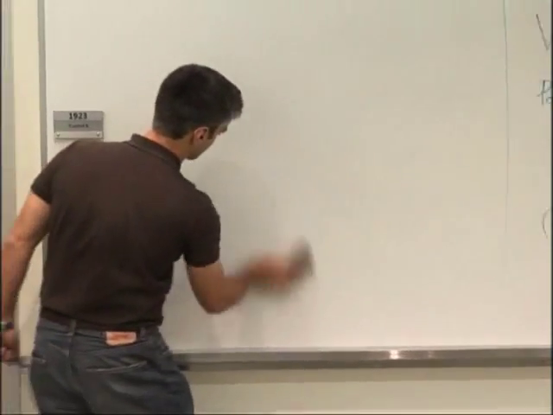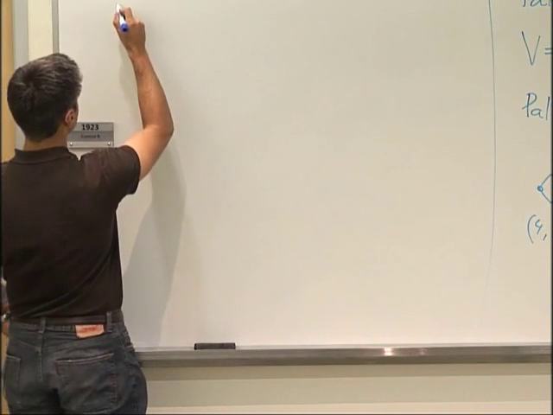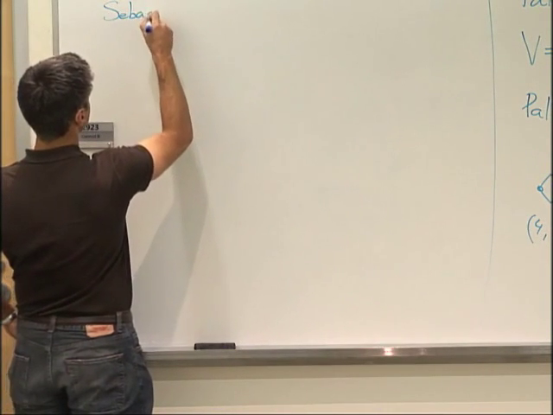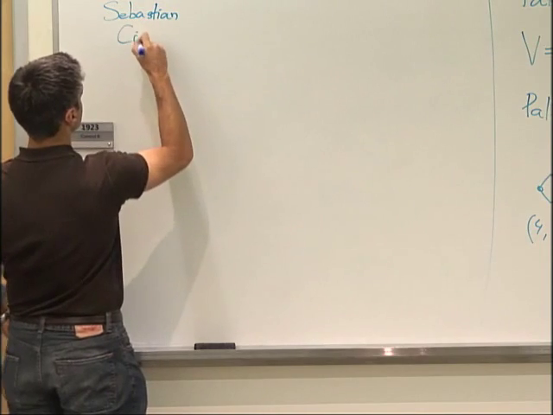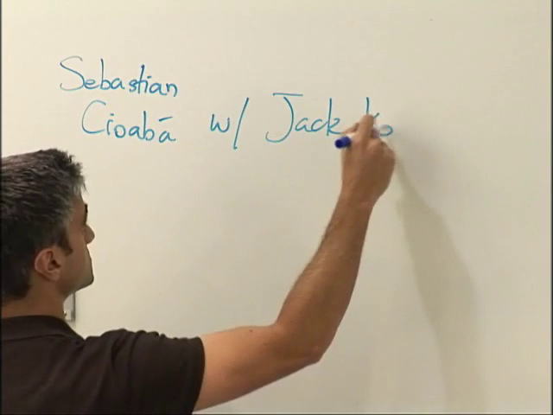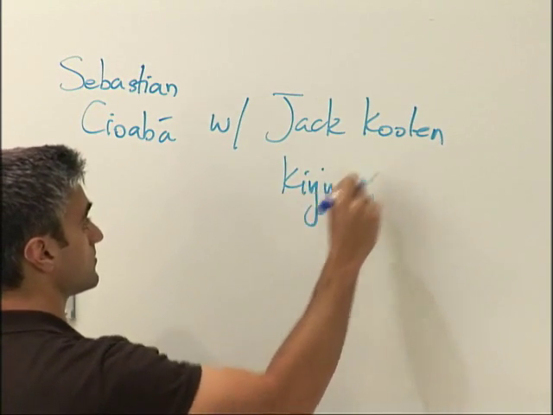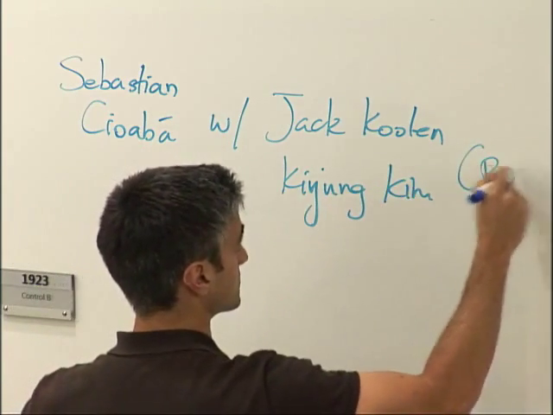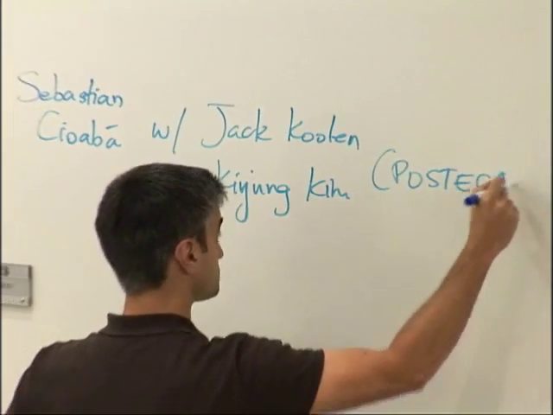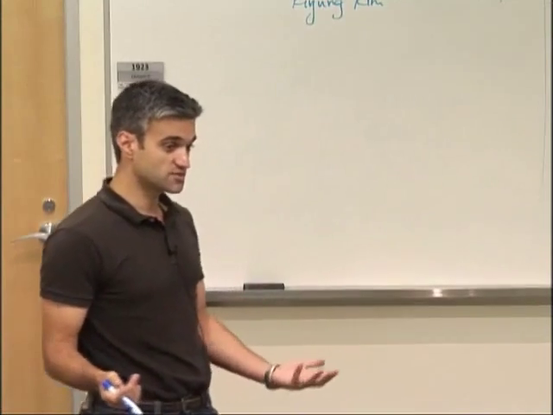Okay, so what we prove, and this is joint work with Sebastian, with Jacques Coulon and Ki-Jung Kim, they're at POSTECH in South Korea. What we showed is that the conjecture is false in general. There are actually graphs for which you can break them into non-singletons by removing less than what he conjectured.